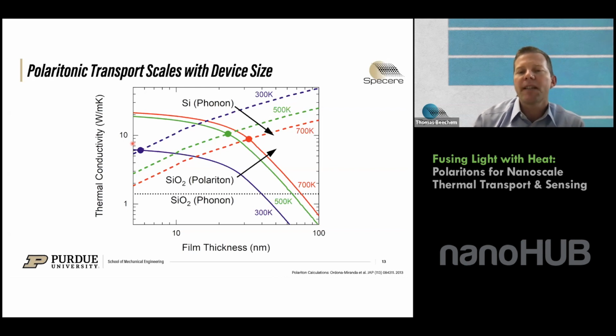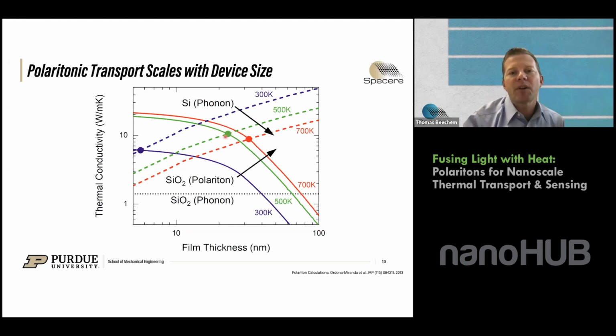The first thing you should see is that we actually have an opposite trend. As the film thickness gets smaller and smaller, the thermal conductivity of this SiO2 polariton gets bigger. And also as the temperature goes up, like it would in an operating microelectronic device, the polariton thermal conductivity goes up as well on some level. Not only that, we've now taken what is typically a thermal insulator and made it equivalent to a decent thermal conductor, where we have these intersections.